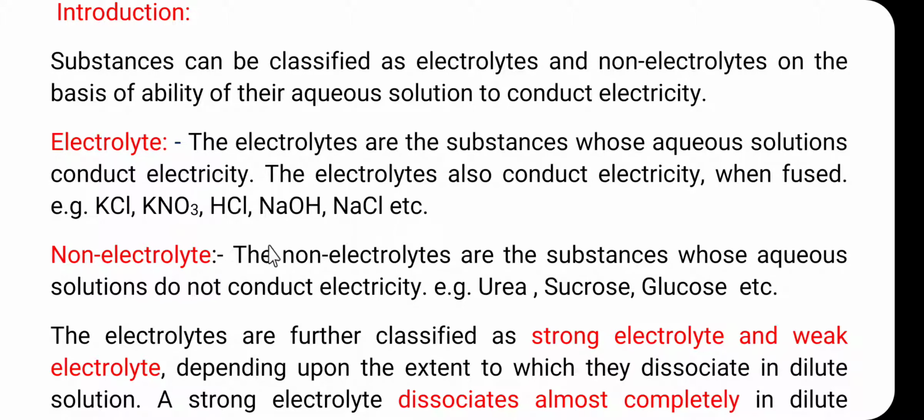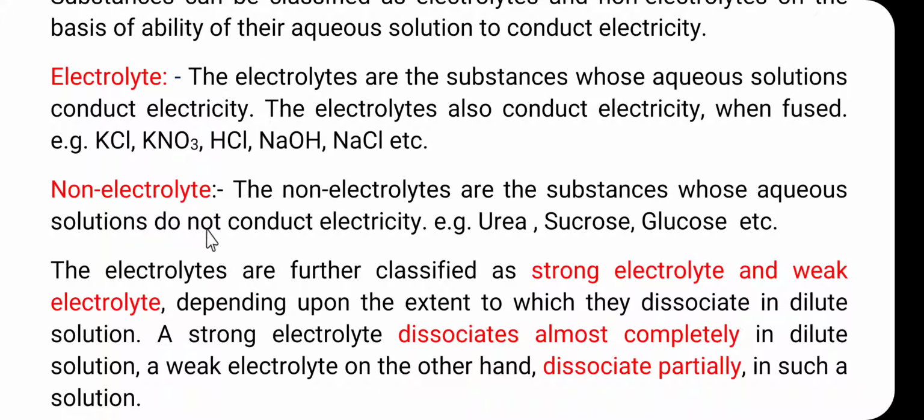Then the second one is the non-electrolyte. So what is a non-electrolyte? The non-electrolytes are the substances whose aqueous solution does not conduct the electricity. The aqueous solution of these substances does not conduct the electricity, and examples of the non-electrolyte are urea, sucrose, glucose. These are the non-electrolytes.